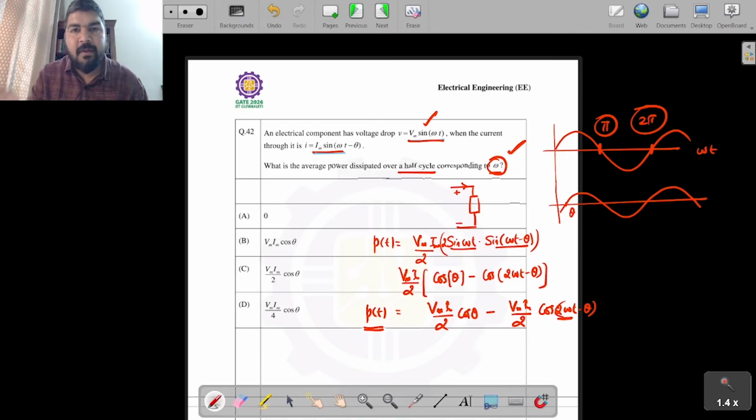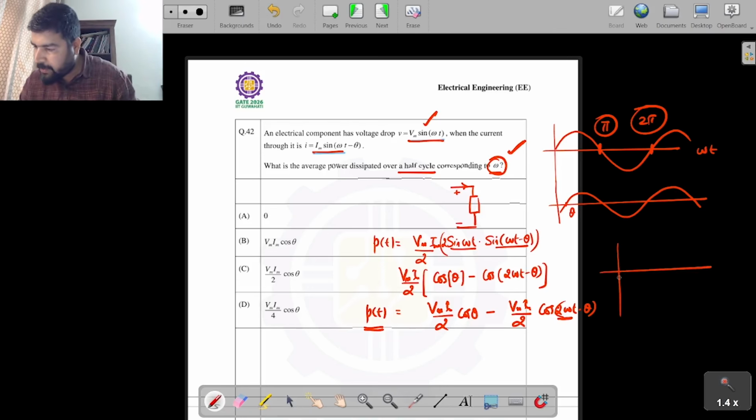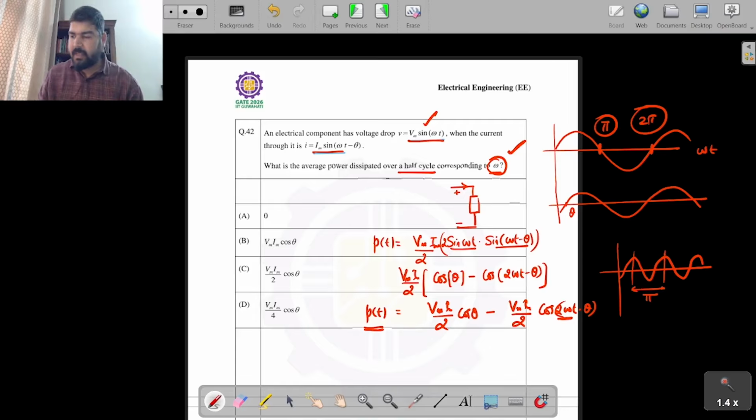And this half cycle will act as a full cycle for this instantaneous power. Why? Because the instantaneous power has 2 omega frequency. So if I plot this power, then the power expression will be something like that. From this point to this point, we have again pi radian, because it has double frequency. So the time period is halved. In the voltage expression, the period is 2 pi. In the power expression, the period has to be pi. It means here the half cycle will represent the full cycle in the power. I hope you understood my point.